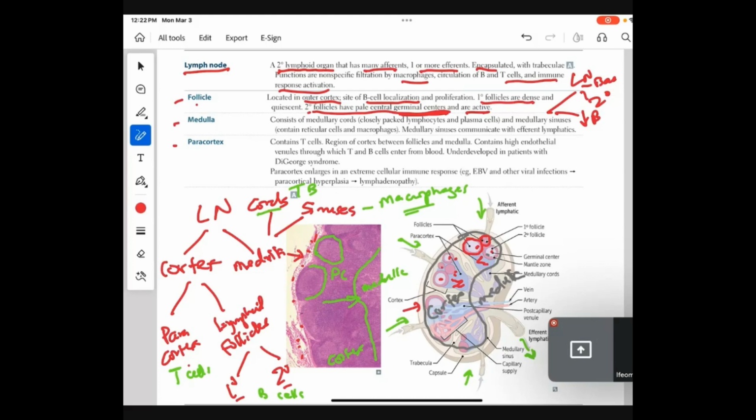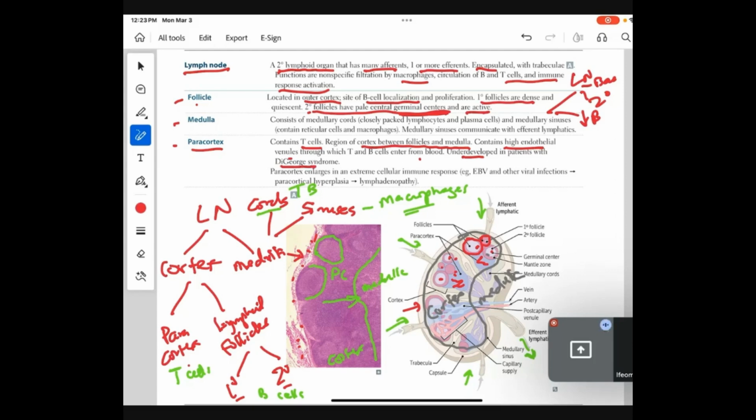All right, so moving on, I'll move to the paracortex because we're still in the cortex before I go to the medulla. All right. So the paracortex contains the T cells. It's the region of the cortex between the follicles and the medulla. It contains high endothelial venules in which the B and T cells enter the blood. So the T cells will move between the follicles into those venules towards the medulla and into the efferent lymphatic vessels. It's underdeveloped, very important, in patients with DiGeorge syndrome.